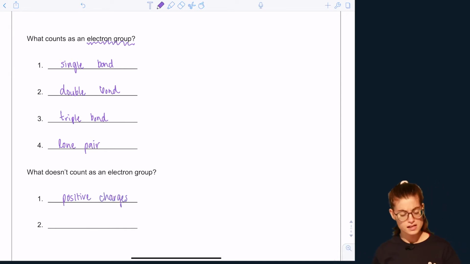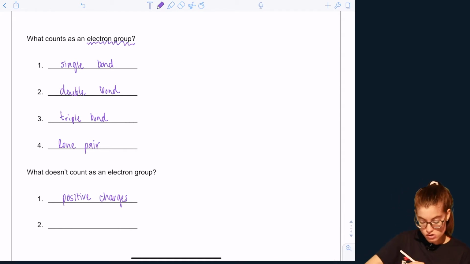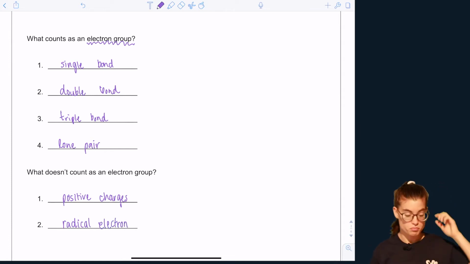And that one kind of makes sense because remember, a positive charge is created because of the absence of electrons. So it would make sense that you wouldn't have the absence of electrons count as an electron group. And then also a radical electron is not an electron group.